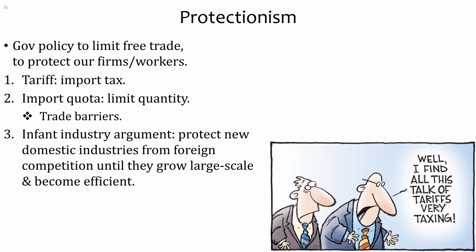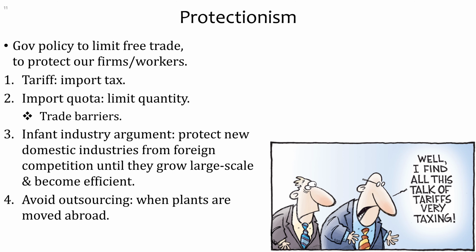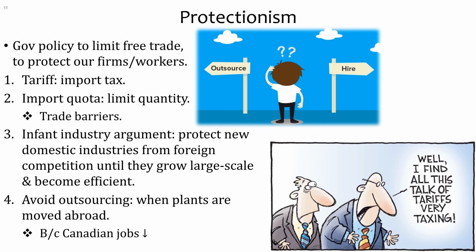Another idea is the infant industry argument: if we have small, initial-stage companies, we have to protect them from foreign competition. So we're going to limit imports so that our own industries can grow. And finally, there's the idea of limiting outsourcing, which is when Canadian companies relocate to other countries or hire foreign workers, because that would reduce our own jobs, right? So these are four arguments for protectionism. We're going to see that all of them are wrong and none of them work.